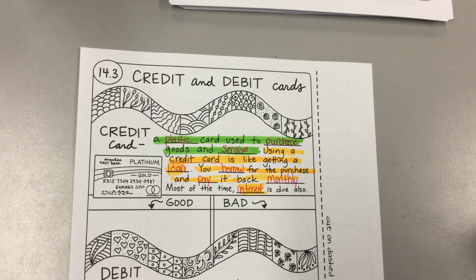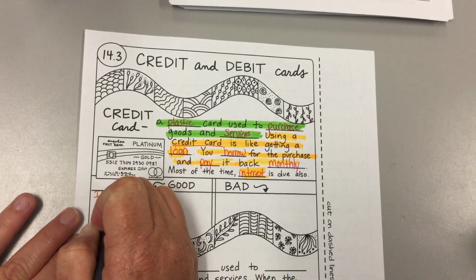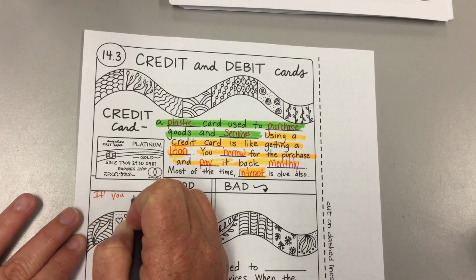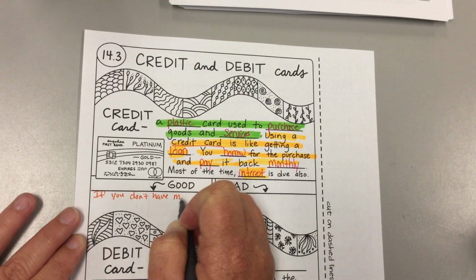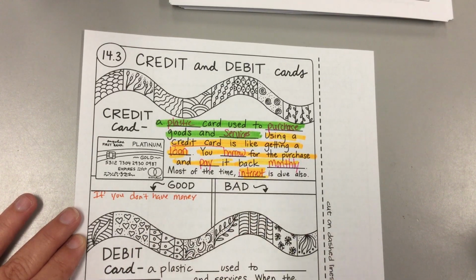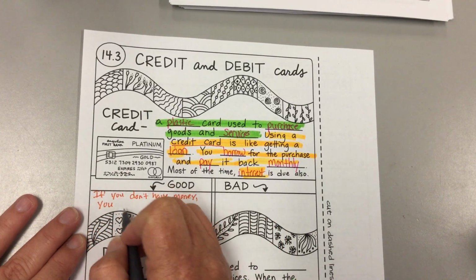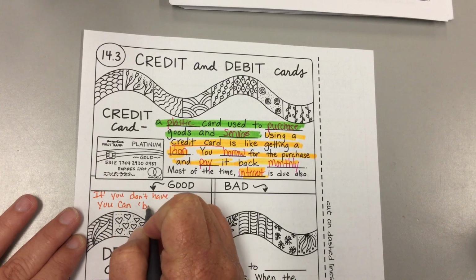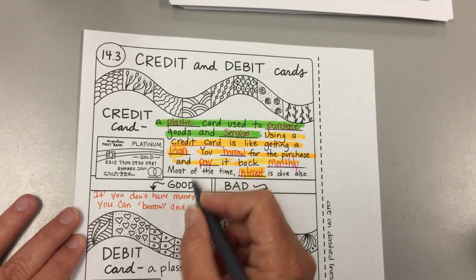Okay, so let's talk about the good and the bad of using a credit card for a purchase or for goods or services. So the good thing about using a credit card is that if you don't have the money, you can borrow and still make the purchase.